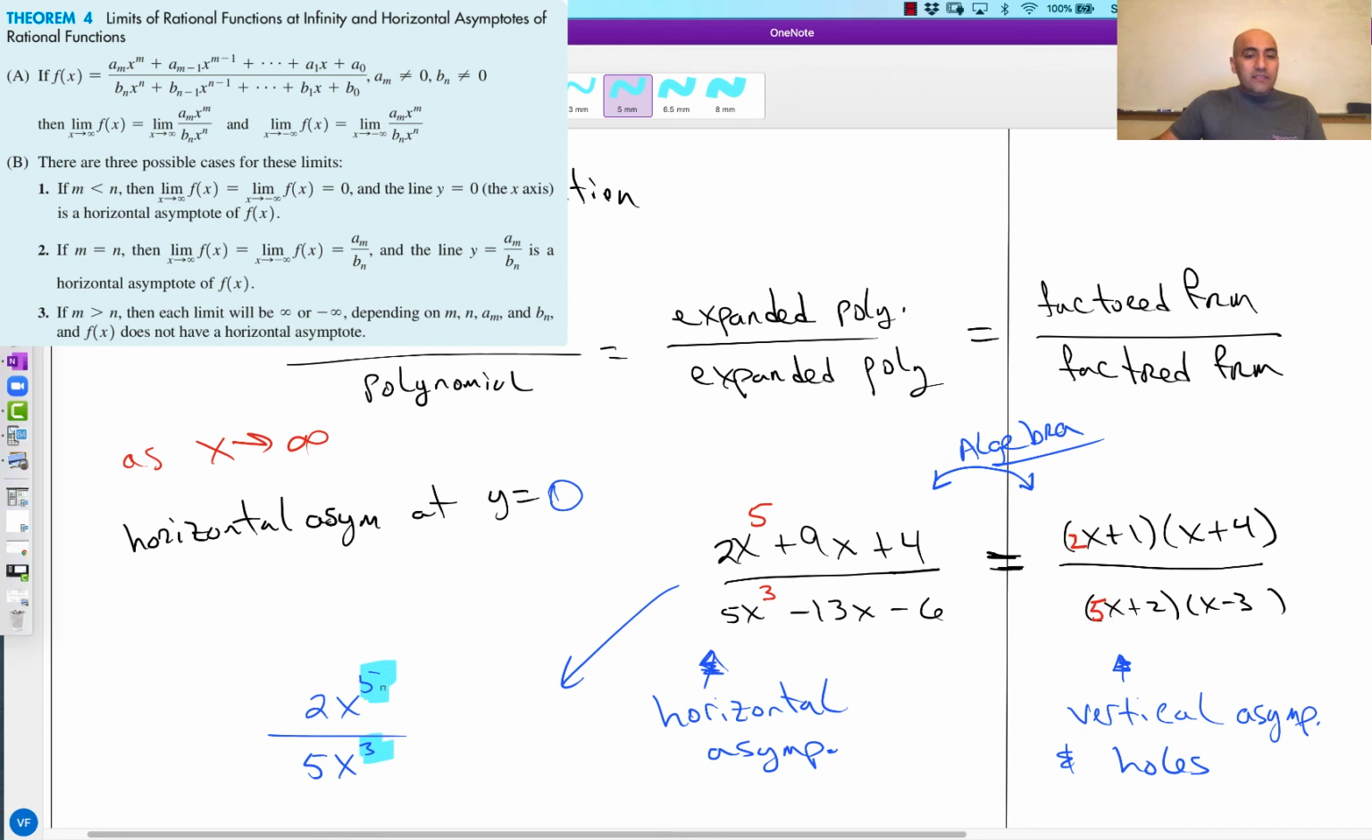So in a case like this, when this is larger than that, then as x grows toward positive or negative infinity, there will be no horizontal asymptote. The function, f of x, will grow toward positive or negative infinity. You need to decide which is which. Okay, so that one's worth some more thinking. All right, let's use Desmos to confirm that stuff.